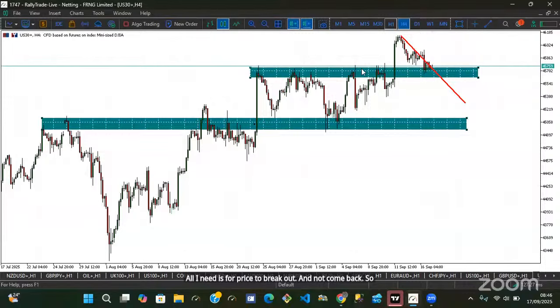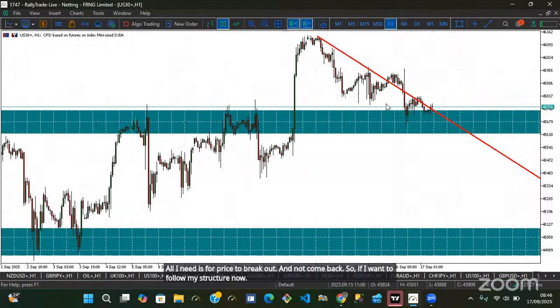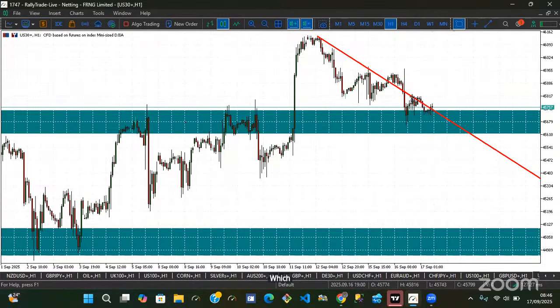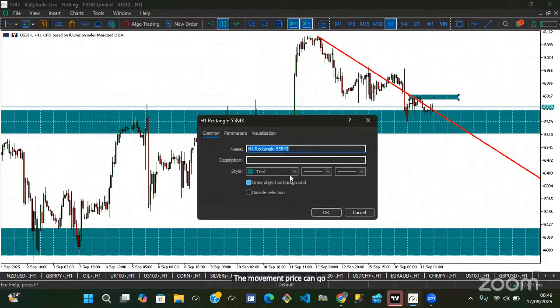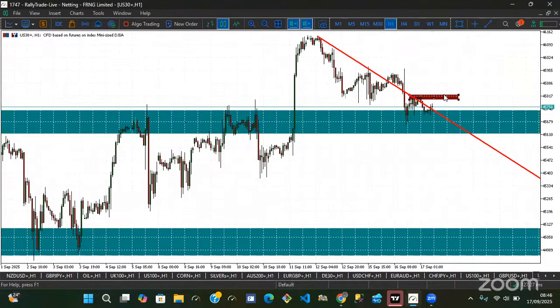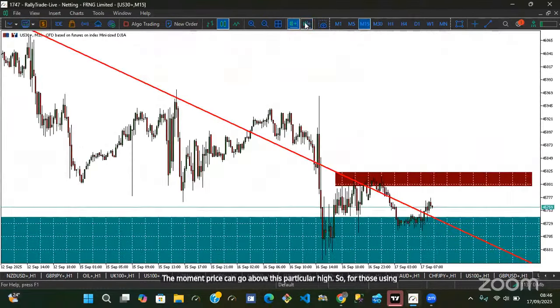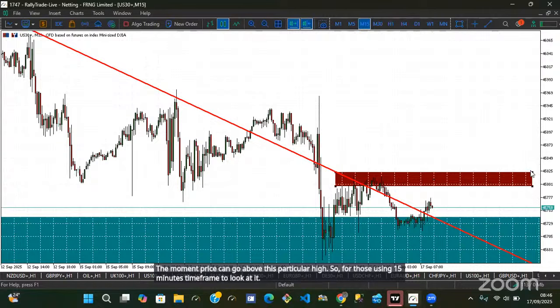So if I want to follow my structure now, I need price to take out any previous high, which is the last high that price created. The moment price can go above this particular high, for those using the 15 minutes time frame to look at it, we refine it.